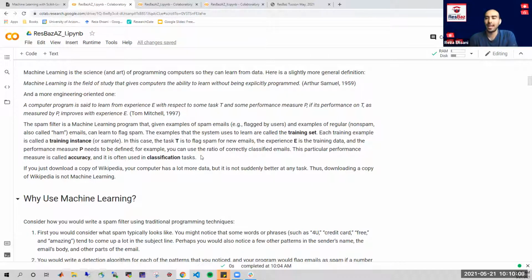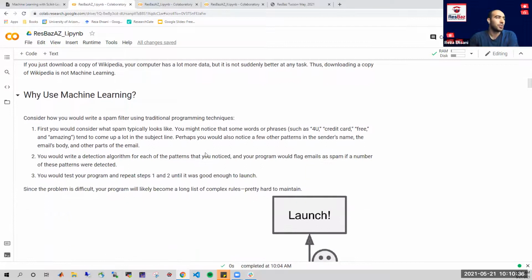In this case, the task that we are trying to solve is to flag spam for new emails, the experience is the training data, and the performance measure P needs to be defined. For example, this is a classification task, and for classification tasks we usually use a metric called accuracy, which is simply the ratio of correctly classified emails. And why do we need to use machine learning?